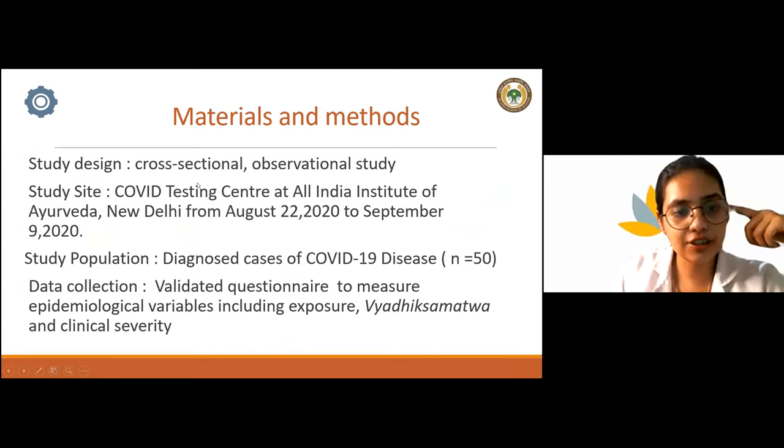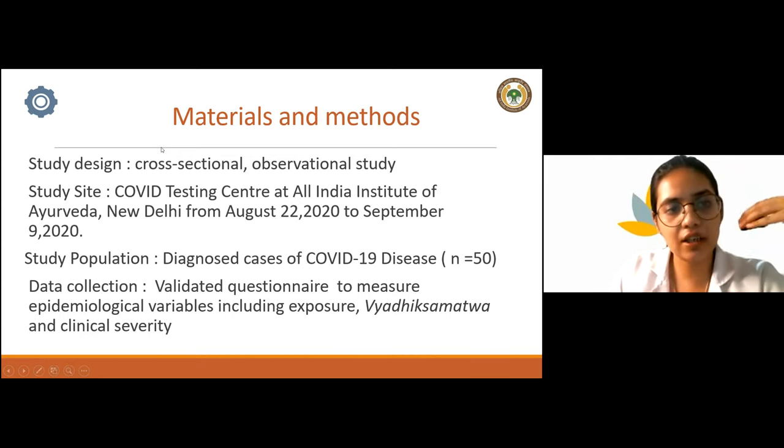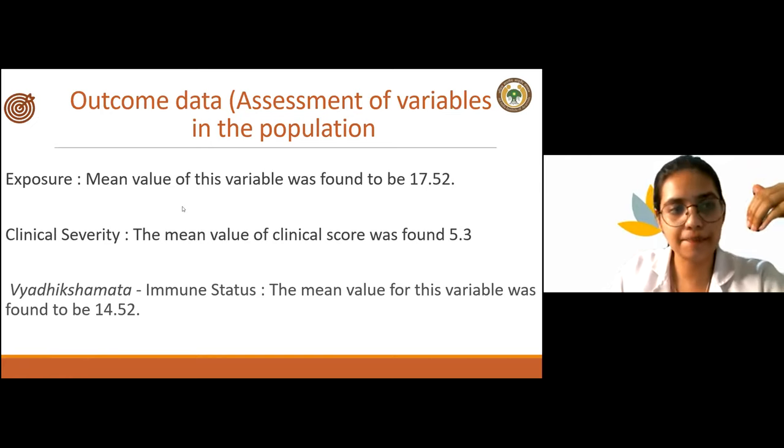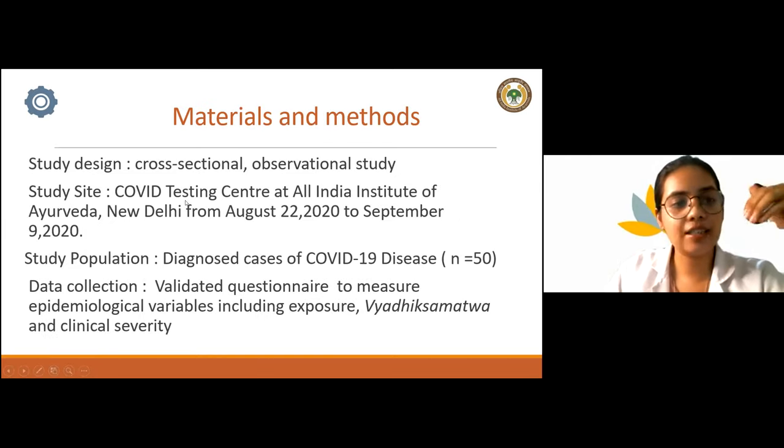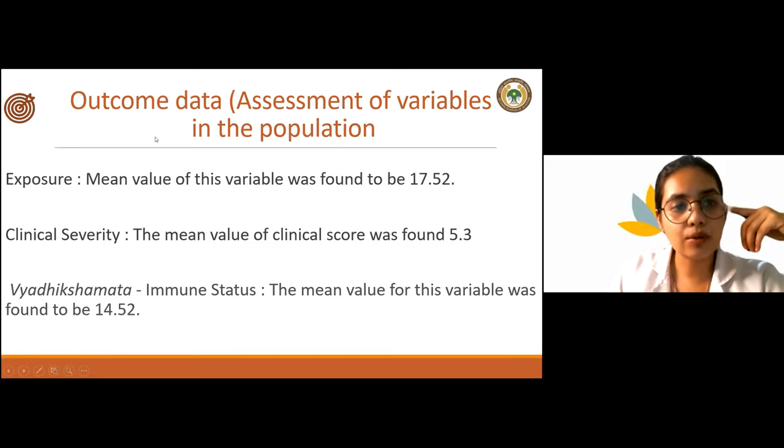We adopted a cross-sectional observational study and conducted it in the COVID testing center at All India Institute of Ayurveda from August 22, 2020 to September 9, 2020. We developed a questionnaire, got it validated, and had a CTRI registration for it. We conducted this observational study on diagnosed cases of COVID-19 disease, and the purpose of the questionnaire was to assess these three components in those individuals at a particular point of time.